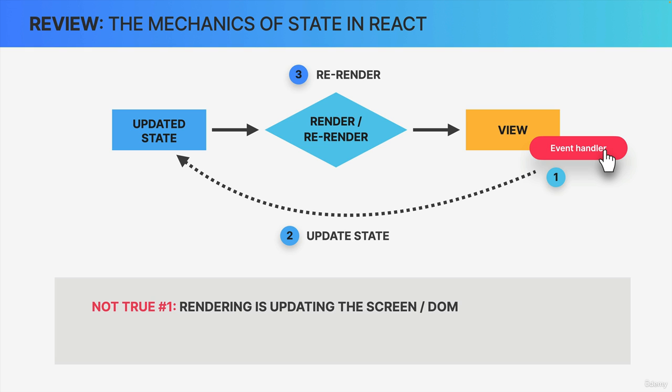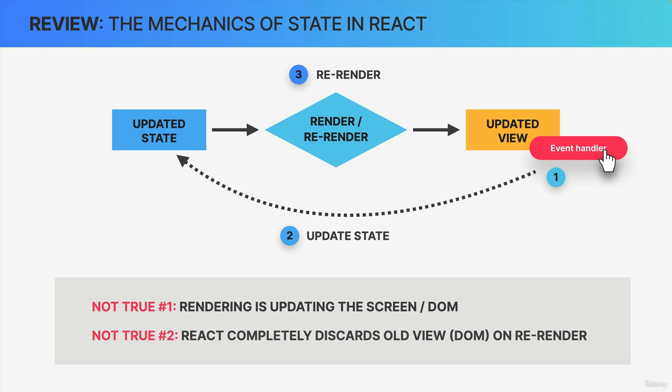I also told you that whenever there is a re-render, React discards the old component view and replaces it with a brand new one. However, that's also technically not true. So the DOM will actually not be updated for the entire component instance. So if those things are not true, then let's now learn what happens instead and how rendering actually works.